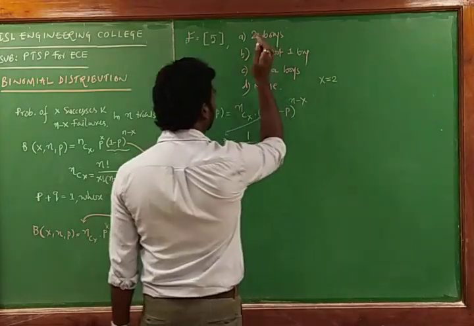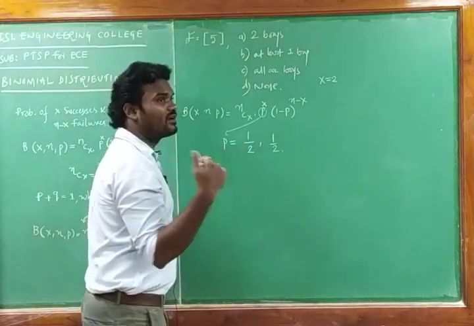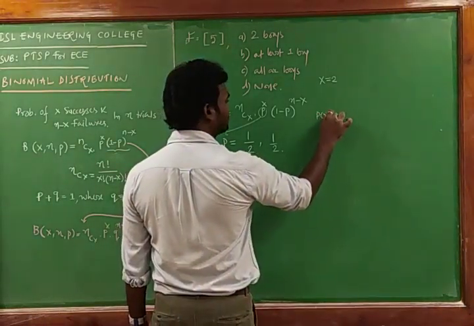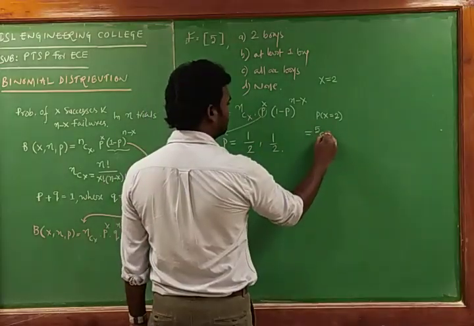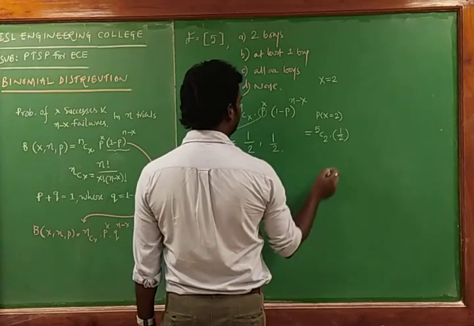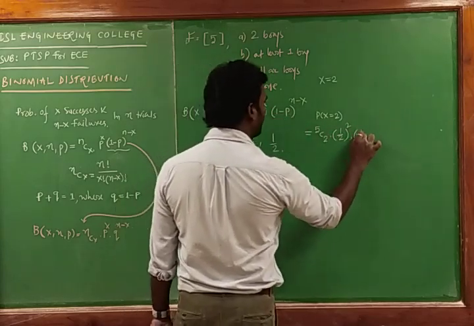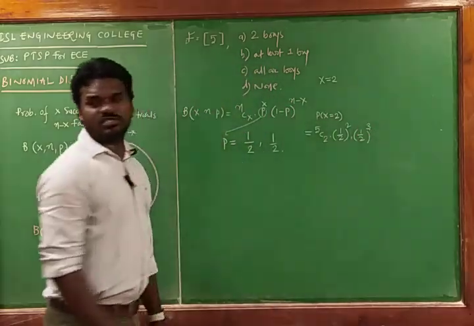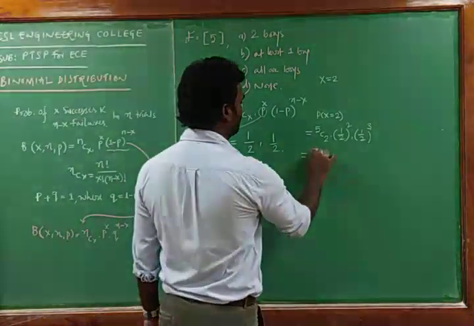That means what? X means 2 boys out of the 5 children, the 2 boys are there. Then what is the probability of getting the 2 boys? The formula is we can write probability of x equals 2. N is 5, it is C, and it is 2, and the probability of getting a boy is 1 by 2 to the power of x, that is 2, and 1 minus P, this is 1 minus 1 by 2, again 1 by 2, to the power of n minus x, that is 5 minus 2, which will be 3. If you simplify this one, the answer is about 5 by 16. You can get the answer 5 by 16.